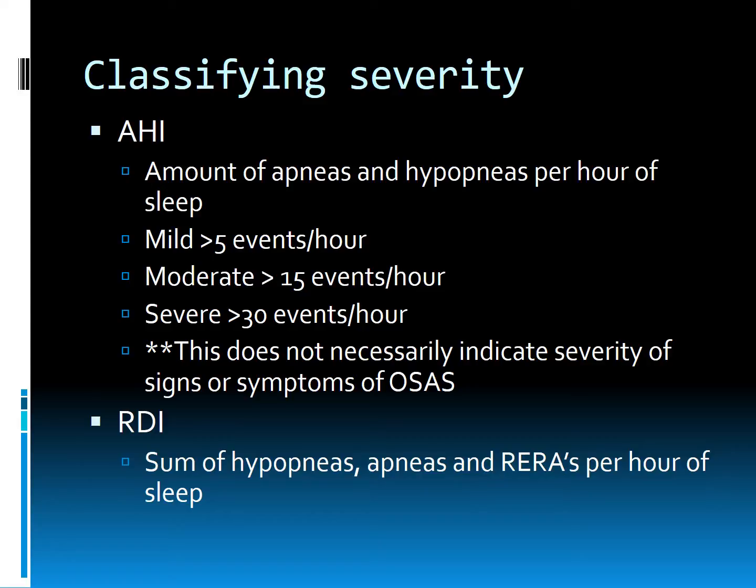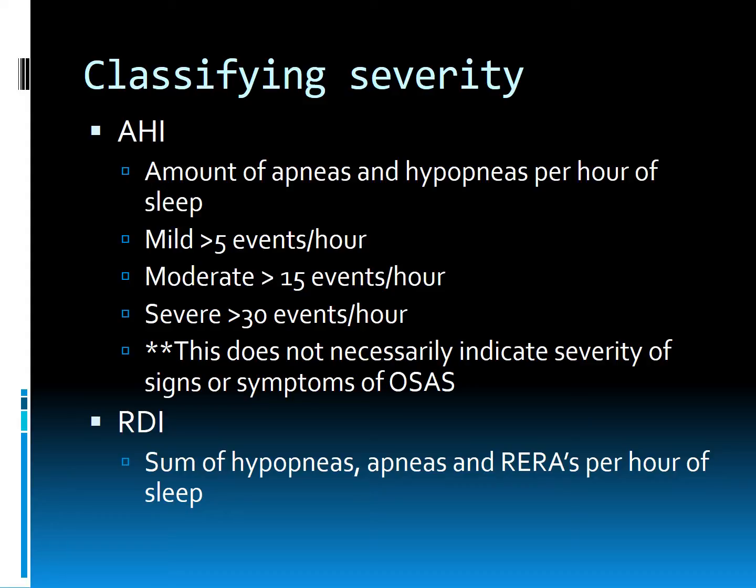Now, last I checked, as far as how insurance goes, they will only reimburse for the AHI being abnormal. So if someone had an AHI of 15 or greater, they may seek treatment with CPAP, and insurance usually has full coverage for that. However, if a patient has an RDI of 15 or greater, but their AHI is normal, insurance companies may not reimburse the same. That's kind of the difference there.